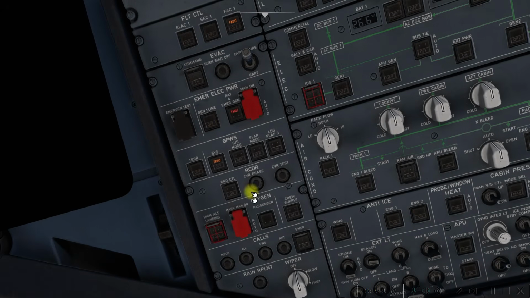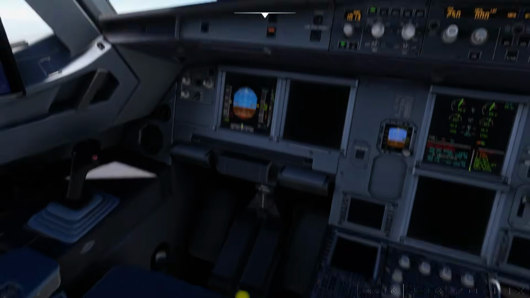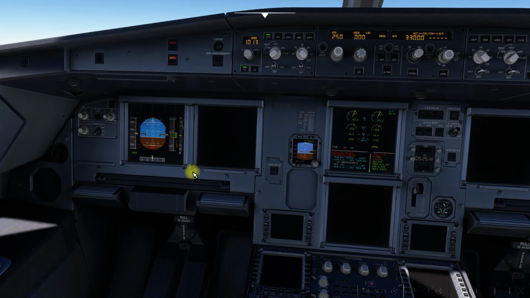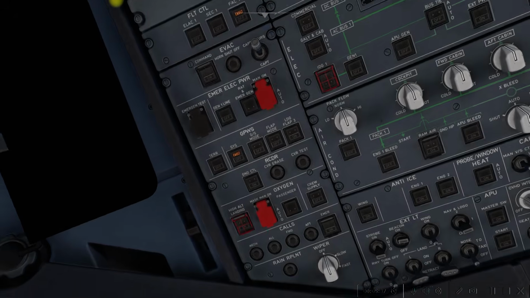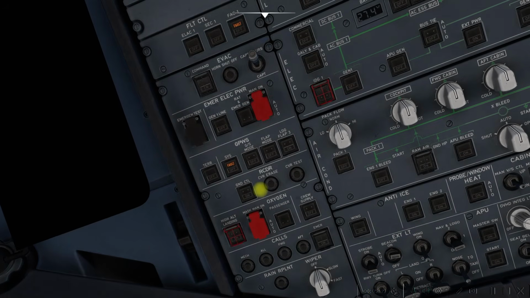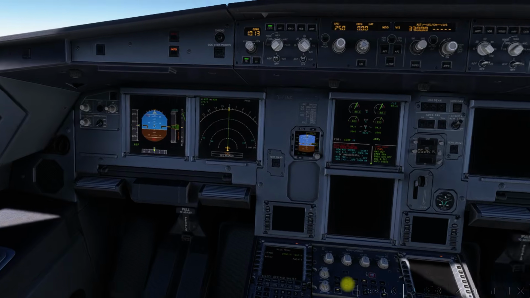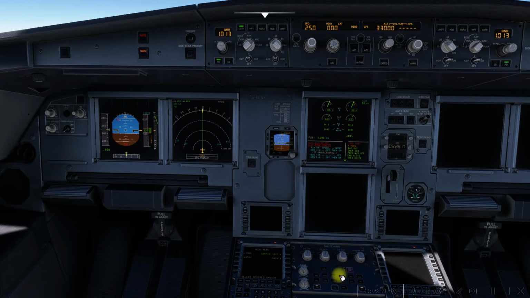Okay, can you see? And you can see the red fault light, RAT is being deployed. And as soon as the RAT finishes deployment, this will come back on and that fault light will disappear. So give it 8 seconds. So there we go. I can see the screen coming back on. And you can see the fault light has disappeared. So now the RAT has deployed. And now we are on MRLEC configuration.